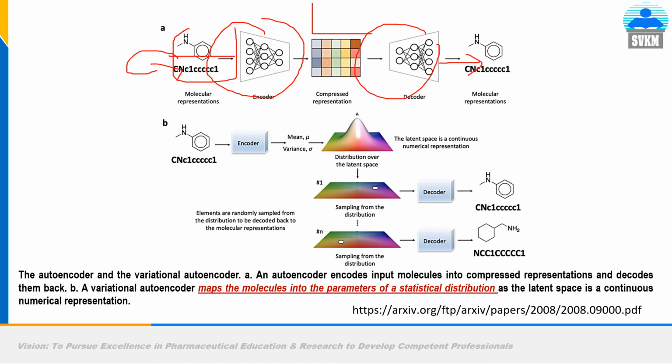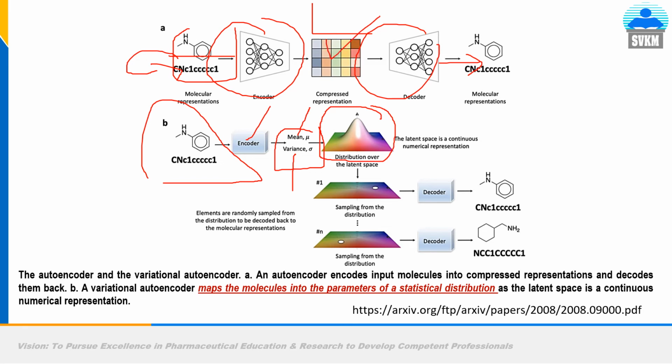Now this is B. This is your structure encoder, and it will make two vectors, one mean vector and one standard deviation vector, and this is the latent space. This is a plain latent space. It may not be continuous in the case of a simple autoencoder. This is our variational autoencoder, right?